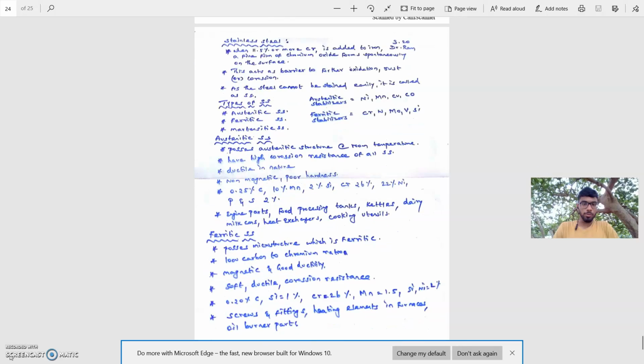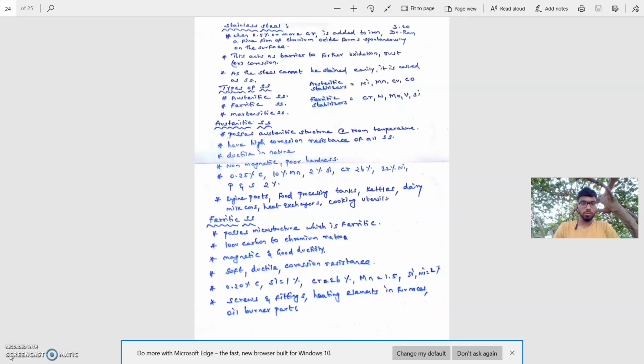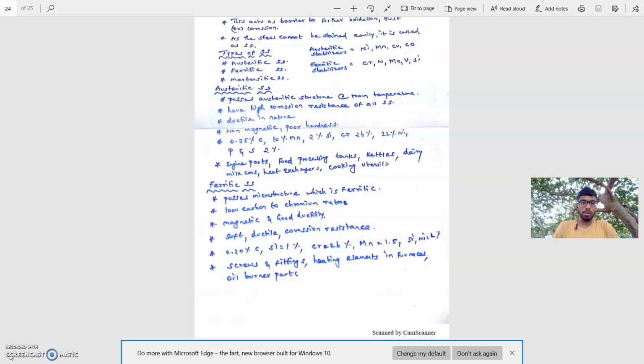Firstly, we are going to discuss austenitic stainless steels. They possess an austenitic structure at room temperature. They have the highest corrosion resistance of all stainless steels. They are ductile in nature. They are non-magnetic, with poor hardness.